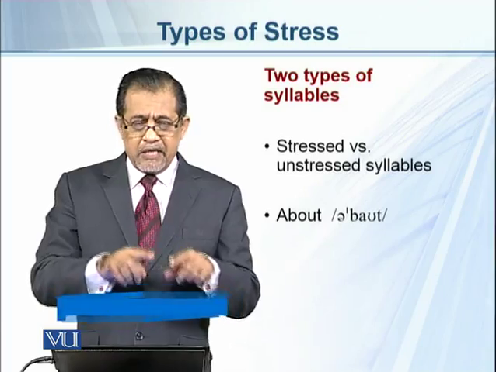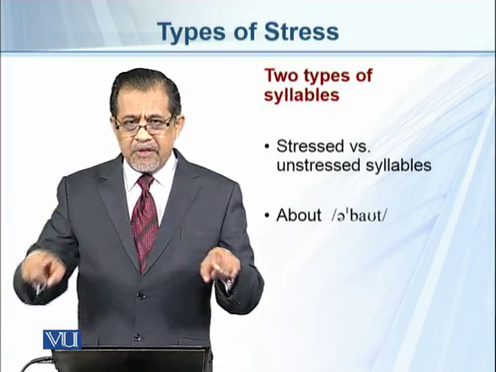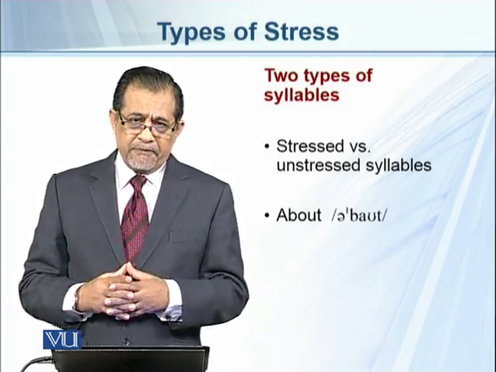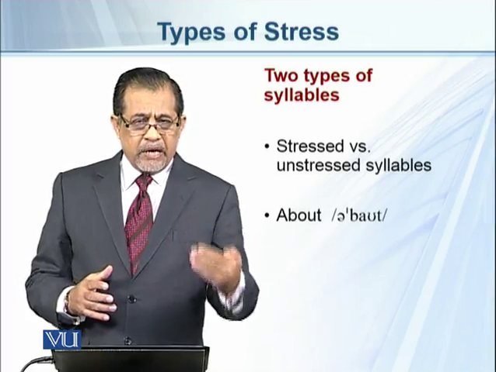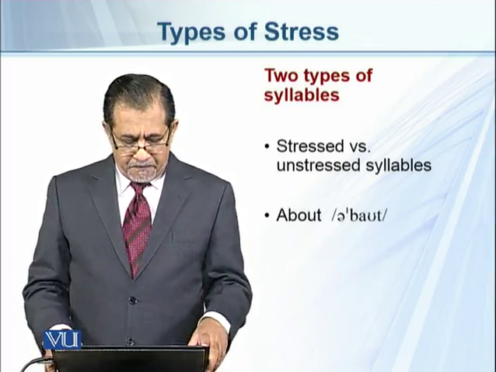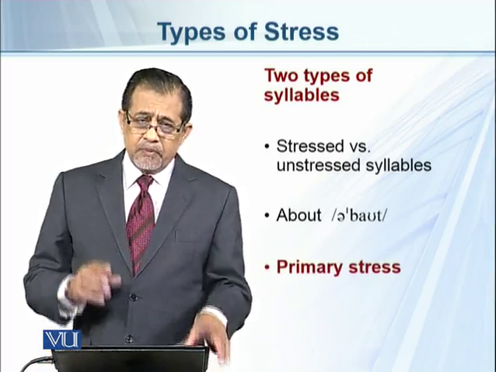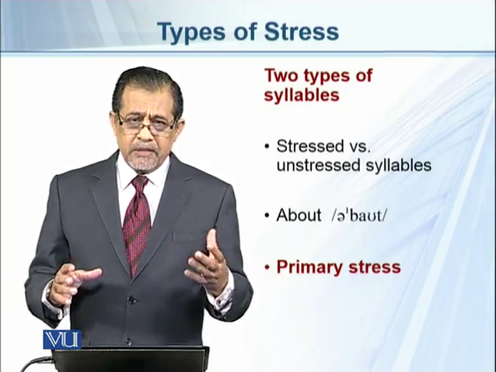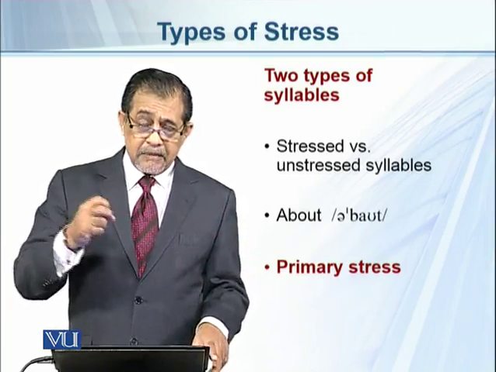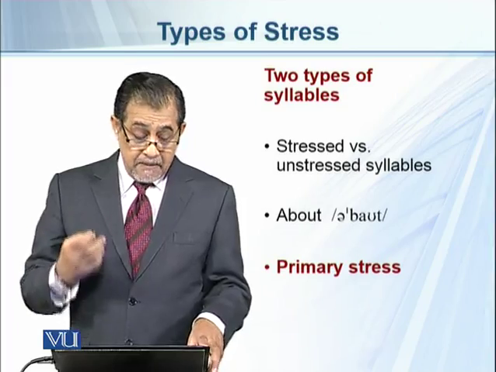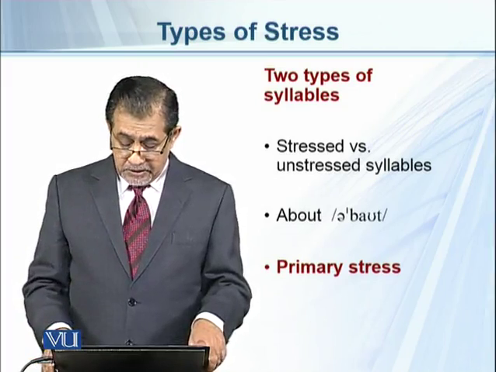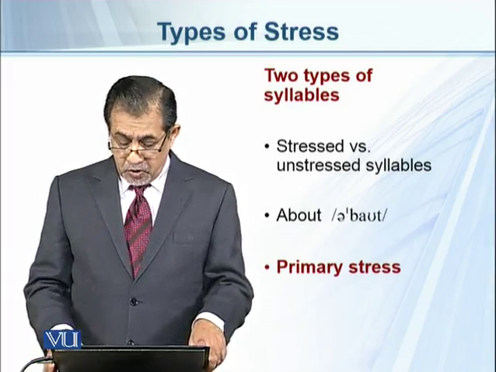So if we look at the graph, it becomes like this, right? This is one example of two levels of stress, in which one syllable is stressed and the other is unstressed. The stressed syllable is called primary stress because it has more force, more emphasis, more prominence, and it uses more muscular energy. So this is known as primary stress.